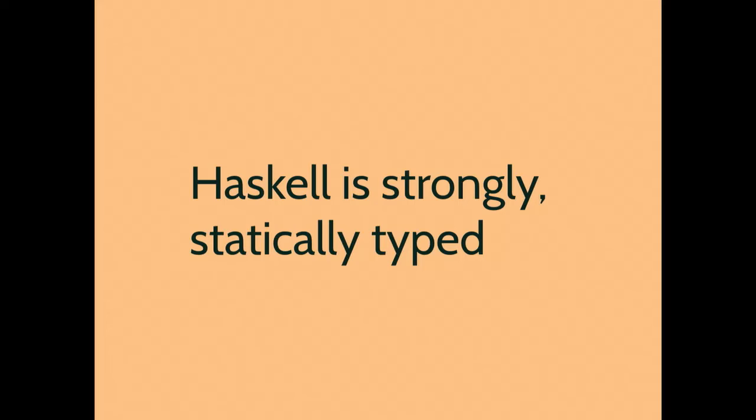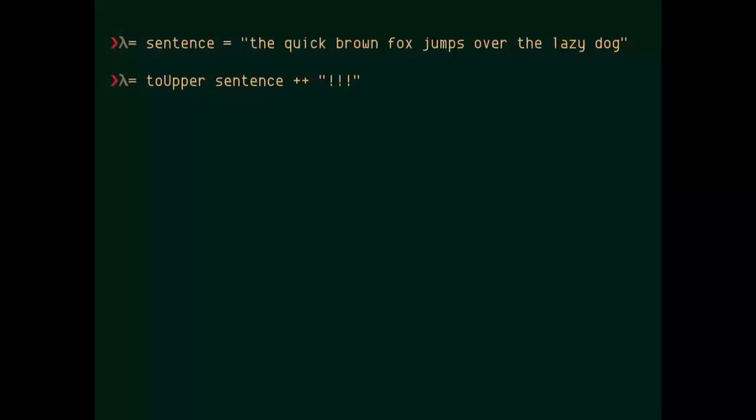Speaking of which, Haskell is strongly statically typed. So we were able to type in all of these expressions without ever mentioning any types, and that's because Haskell actually infers the types for us. But Haskell is strongly and statically typed. That's really great because types alert us to mistakes super quickly. For instance, here I might want to take this sentence, and it's not really loud enough for me, so I want to turn it to uppercase and append 3 exclamation marks and maybe a damn it on the end.